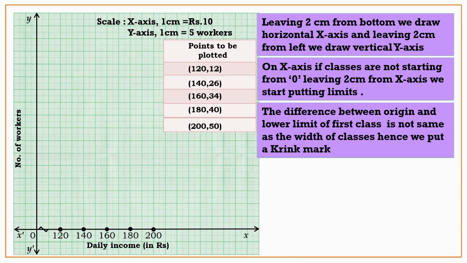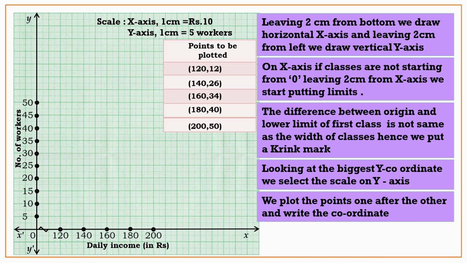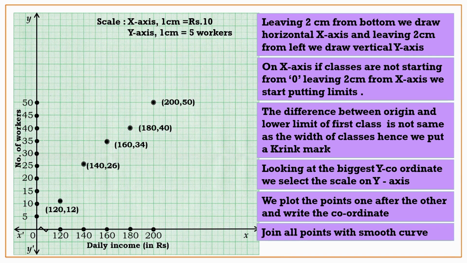Now here the scale is given as: on the x-axis 1 centimeter equals 10 rupees, and on the y-axis 1 centimeter equals 5 workers. Looking at the biggest y coordinate, we select the scale on the y-axis. What is the biggest y value here? That is 50. Now we plot the points one after another and write the coordinates. Let's plot the points one by one and then join these points to make a smooth curve. So this is the Ogive curve. Clear?